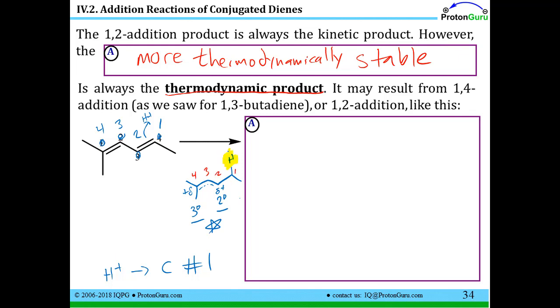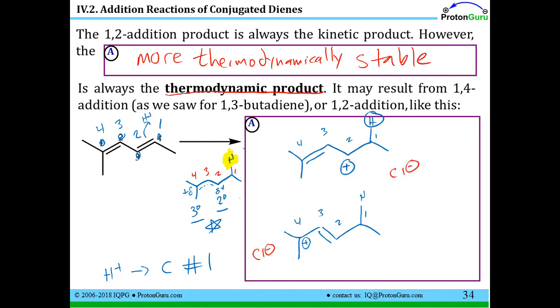Now we've already added the H to carbon number 1. If I draw out both of the resonance contributors individually for the carbocation that we figured out would be the better one here, then I can have coordination of the Cl- either to carbon number 2 or to carbon number 4. So the chlorine will make its bond to whichever carbon had the plus charge in each structure.